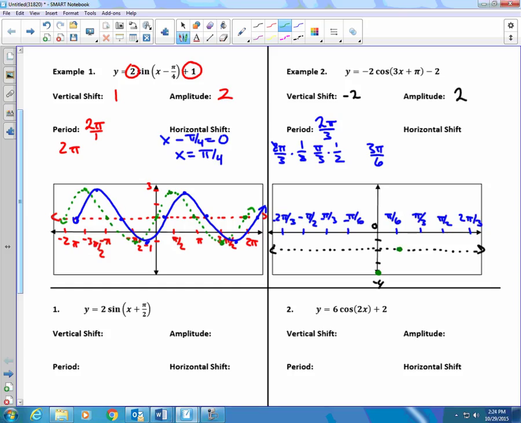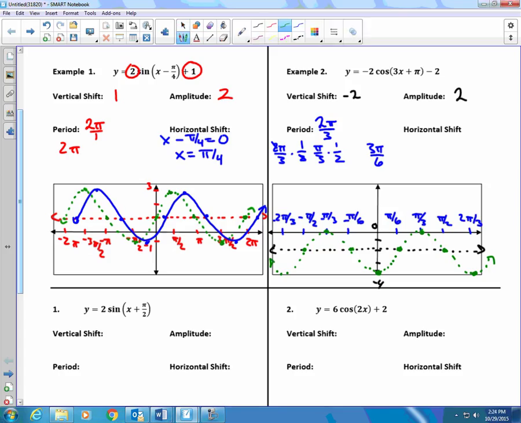Then at pi over 3, what will the height be? 0. Then at pi over 2, back down to -2, and then 2 pi over 3, back down to -4. So I will go in reverse direction, the other way. And I will make my gentle little sketch.